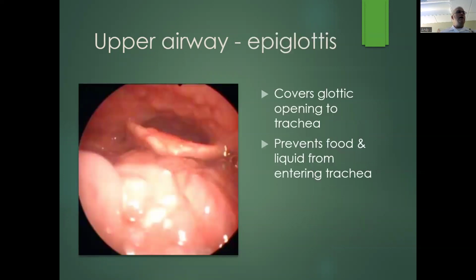Anywho, and then let's talk about that posterior view, the epiglottis.